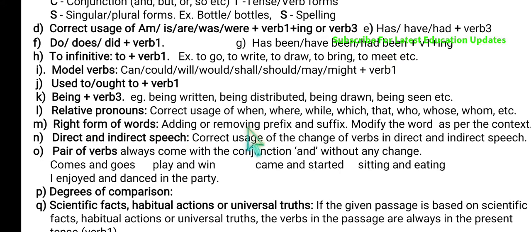Right form of verbs. Next is adding or removing prefix and suffix, modifying as per the context. So, dear students, like this we have to remember all these grammatical aspects while attempting question number 22. Next one is very important, direct and indirect speech, which means correcting the usage of changes of verbs in indirect and direct speech. This I will explain in a different video. This is a very lengthy process to understand the concept of direct and indirect speech.